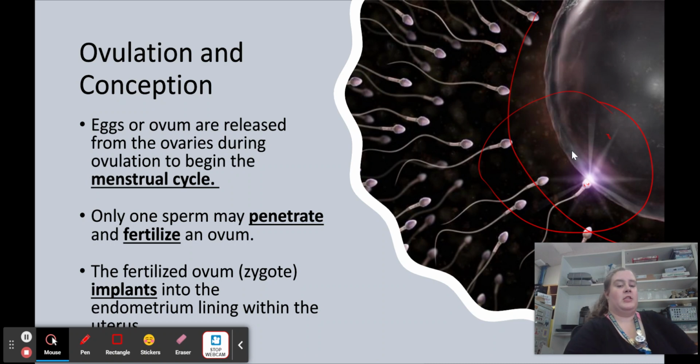So once the sperm fertilizes the ovum, it's now called a zygote. That's going to be a word that's going to mean a lot more to you next lesson. But our fertilized ovum implants into the endometrium lining within the uterus. That's what happens. Okay, so ovulation is the ovaries releasing ovum. Conception is the sperm fertilizing the ovum. Okay, and those two things meeting.